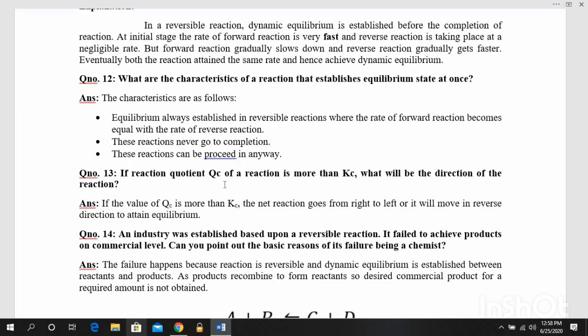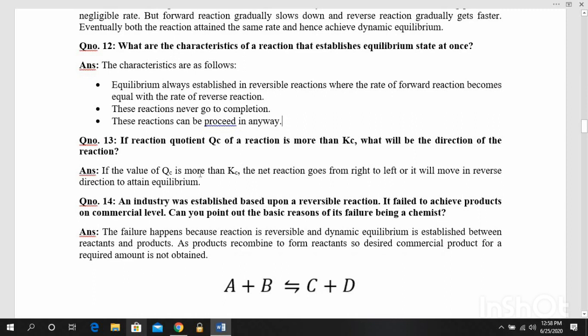Okay, question number 13: if the reaction quotient Qc of a reaction is more than Kc, what will be the direction of the reaction? If the value of Qc is more than Kc, the net reaction goes from right to left, or it will move in the reverse direction to attain equilibrium. We have actually studied the comparison of Qc and Kc in detail in the previous lectures.